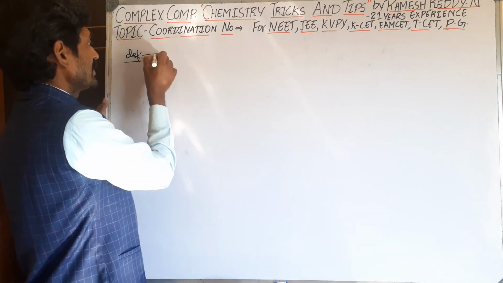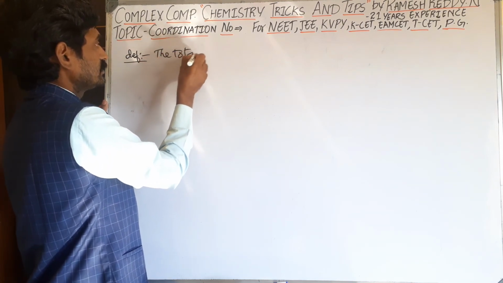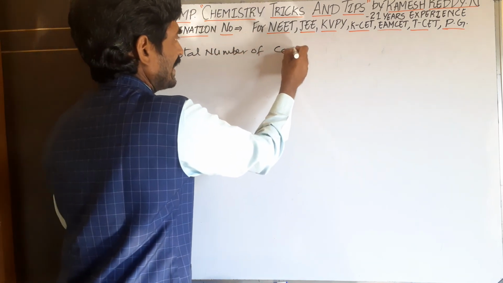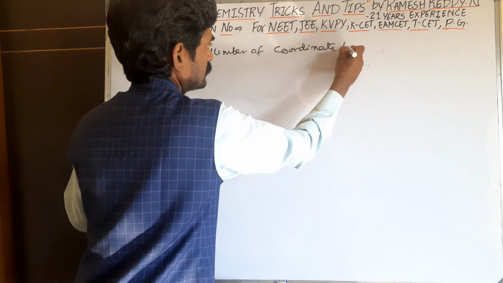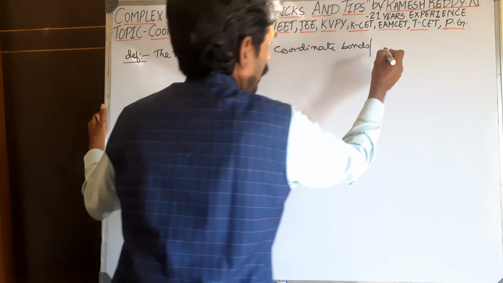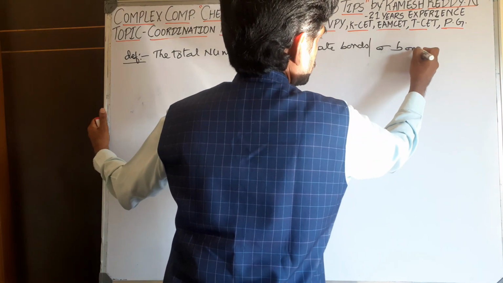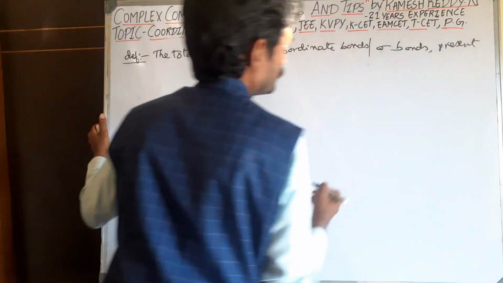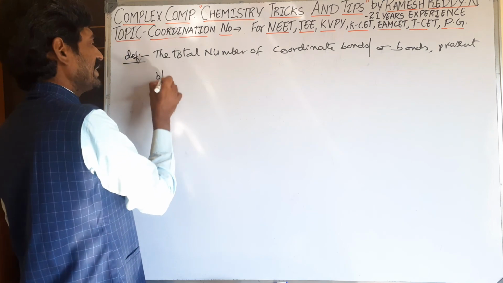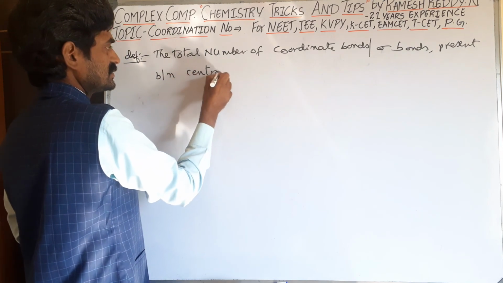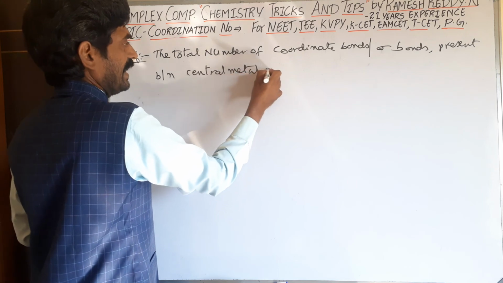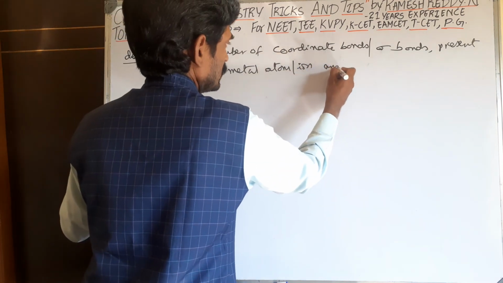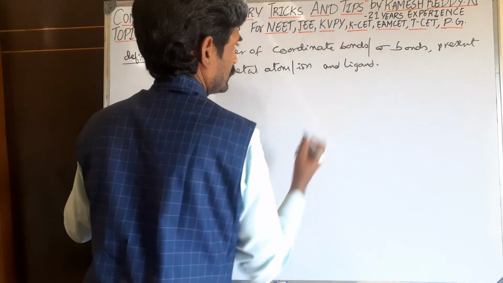Definition. How can I define it? It is the total number of coordinate bonds or sigma bonds that are present between the central metal atom or ion and the ligand, right?